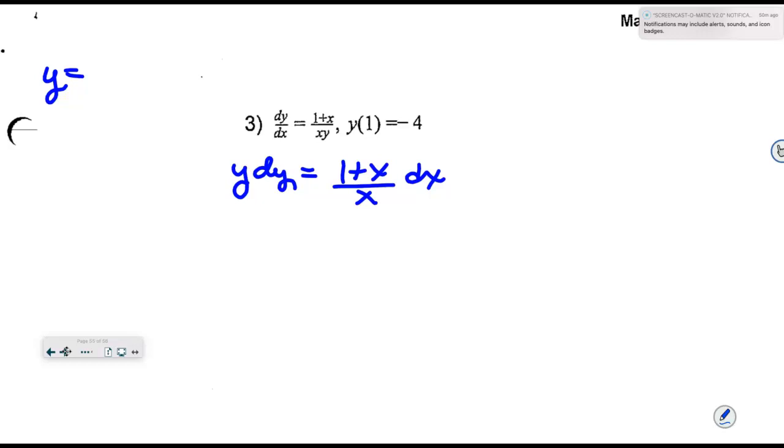After you separate, you integrate, and you should show that you're integrating, by the way. I had a couple in my 4th hour that were just integrating without writing it down. You can integrate in your head, but you have to show that you're integrating, if that makes sense. All right. On the left, easy peasy antiderivative, y squared over 2.